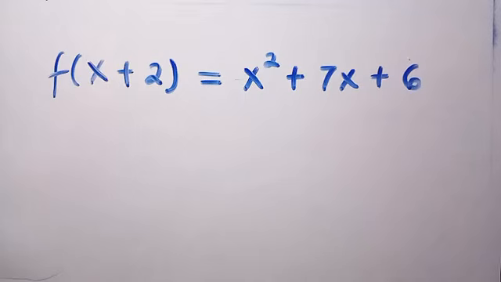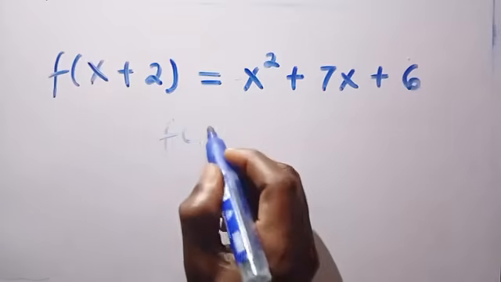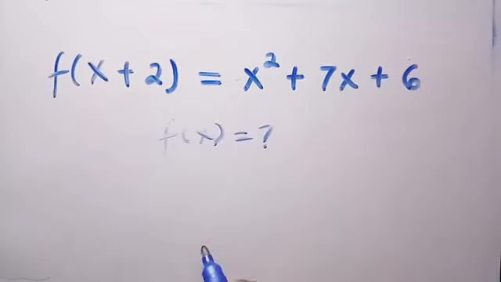How to solve this nice Math Olympiad German problem. We are given a functional equation of f of x plus 2 equals x squared plus 7x plus 6. Our goal is to find f of x. But from this given problem, we have a domain which is x plus 2, and we want to find only f of x.